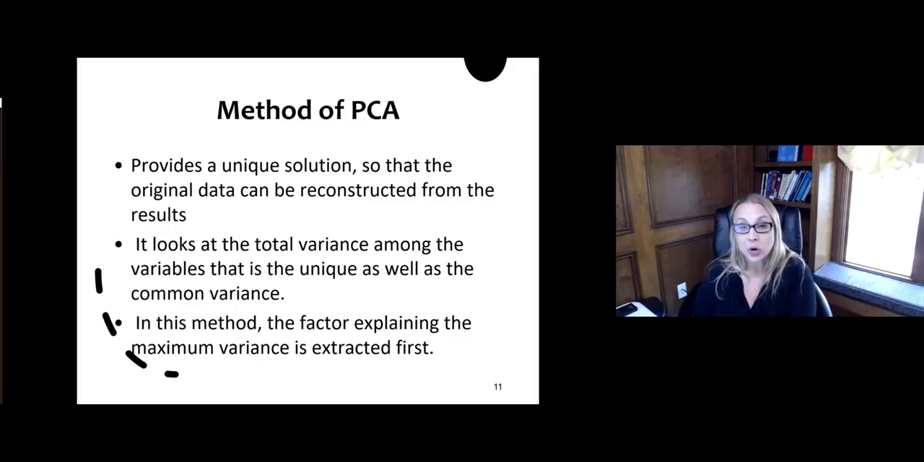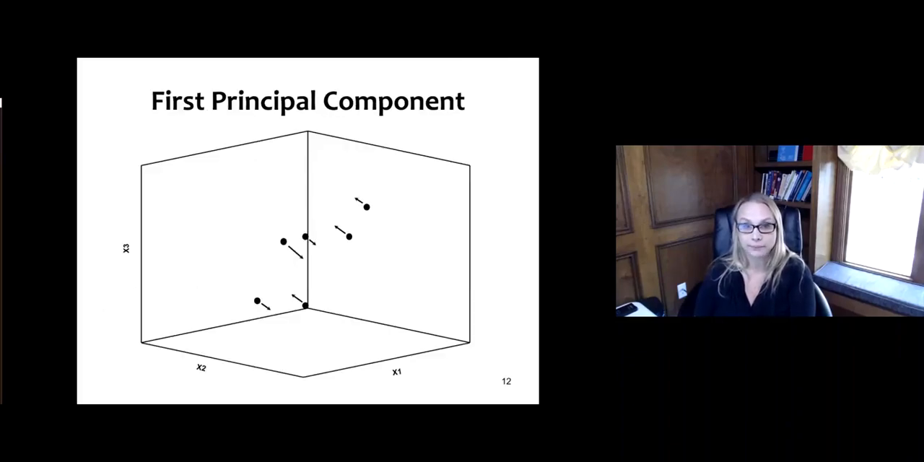And it looks at the total variance among the variables that is unique as well as the common variance. In this method, the factor explaining the maximum variance is extracted first. So the first principal component can explain the majority of the variance. The second one explains the second most, and then so on. Let's visualize what's going on here.